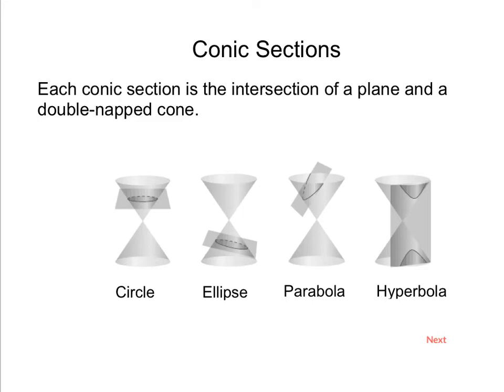The last conic section I want to take a look at is the hyperbola, and that's what you get when you have a plane that slices through both the upper and the lower nappe of the double-napped cone.